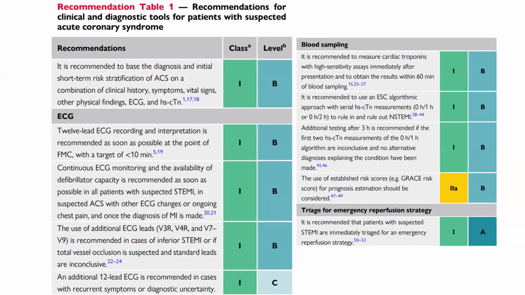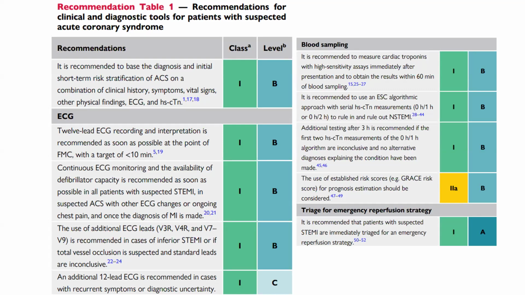It is recommended to use the ESC algorithm with serial HS troponin on the 0 hour, 1 hour, or the 0-2 hour rule. So the 2020 guidelines had the rule in and rule out, which is based on the troponin taken at the 0 hour and troponin taken at the 1 hour. So the 0 hour, 1 hour was what is recommended. It was seen to have higher safety and also higher accuracy. However, you can do the 0-2 hours if the 0-1 hour is not feasible in your facility.